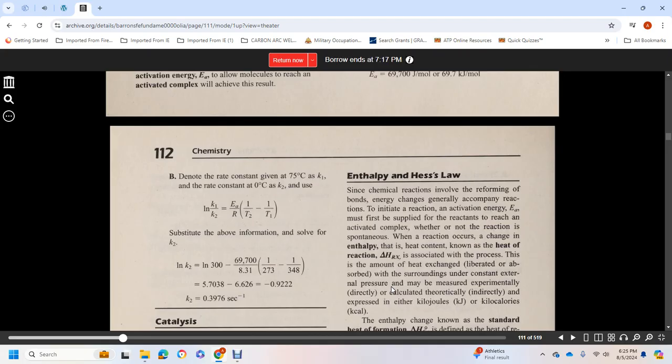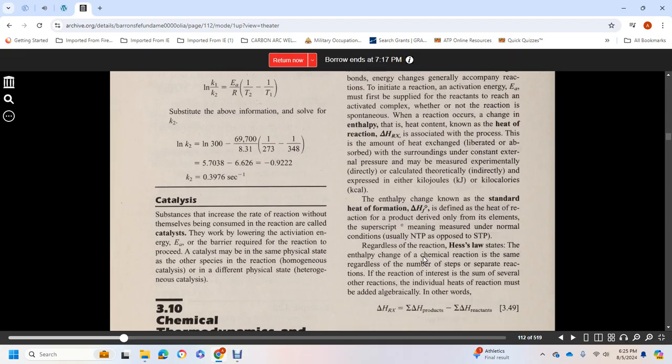Enthalpy and Hess's law. Since chemical reactions involve breaking and forming bonds, energy changes generally accompany reactions. Reactions are initiated with the activation energy, which must first be supplied to the reactants to reach the activated complex, whether or not the reaction is spontaneous. The enthalpy change, which is heat content, known as heat of reaction, is associated with the amount of heat exchanged, liberated or absorbed, with the surroundings under constant external pressure. It can be measured experimentally or calculated theoretically, indirectly, and is expressed in kilojoules or kilocalories.